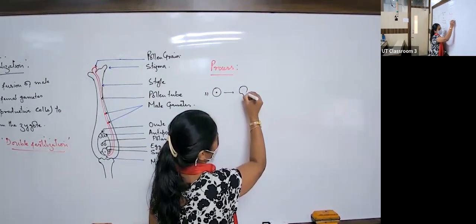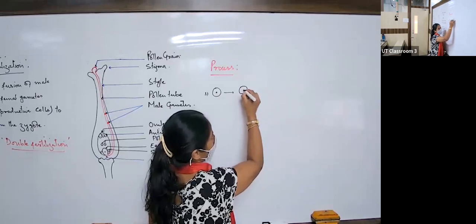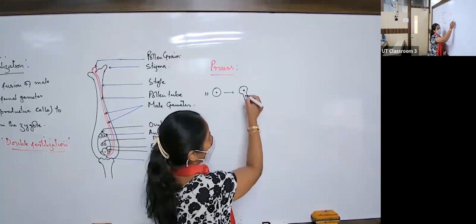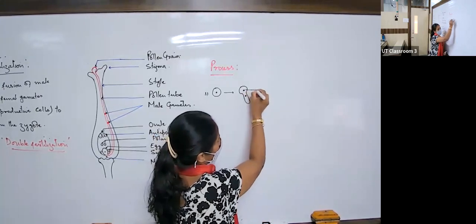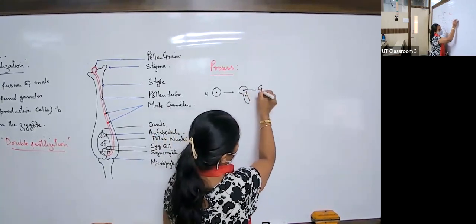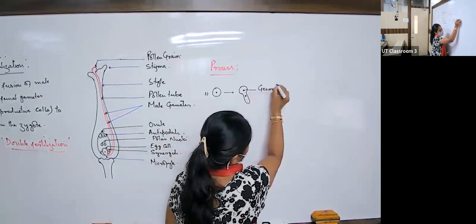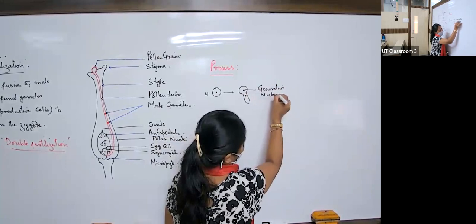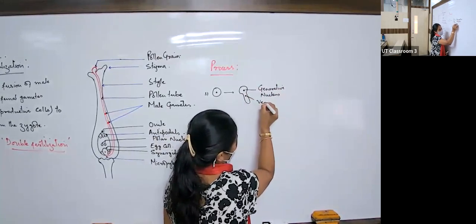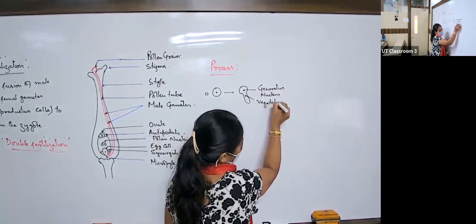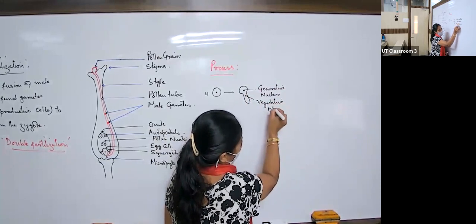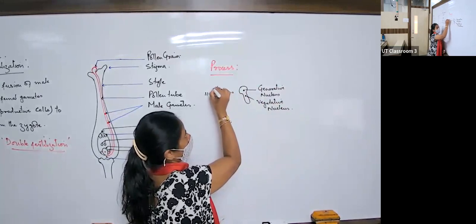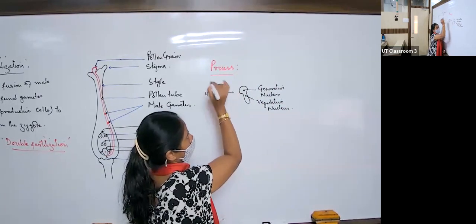The structure would be something like this, where the nucleus gets divided into two parts. What are these called? This is called the generative nucleus. And what about this one? This is called the vegetative nucleus.